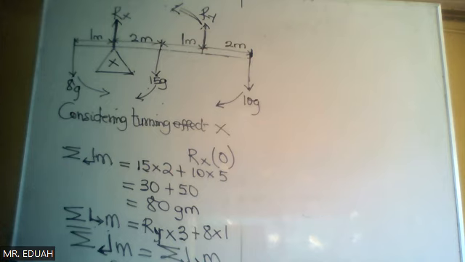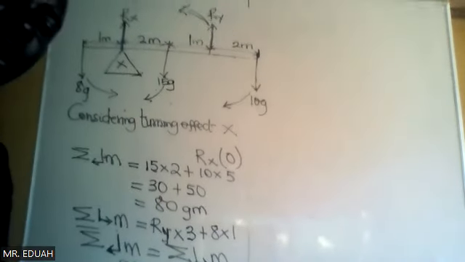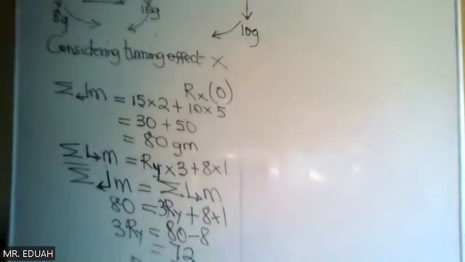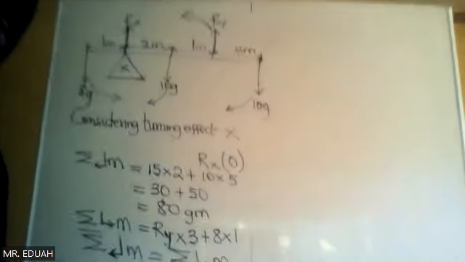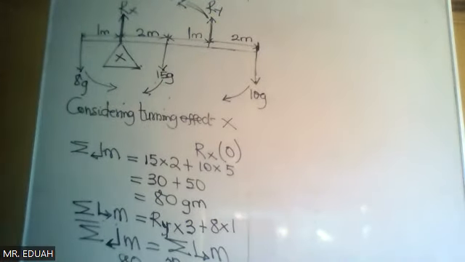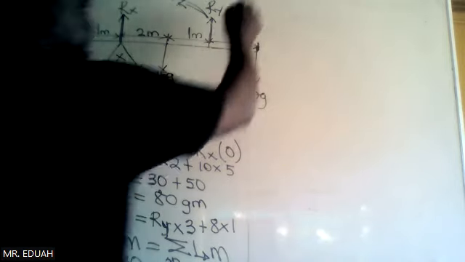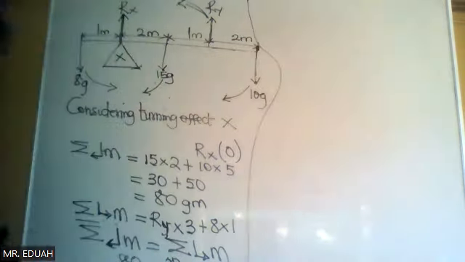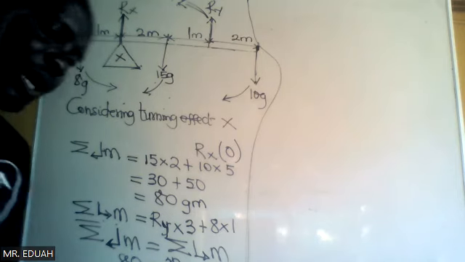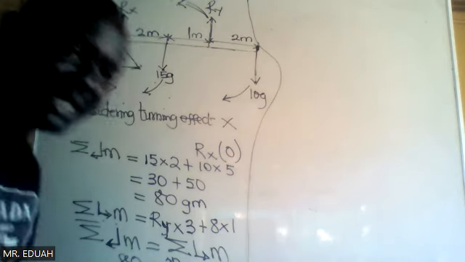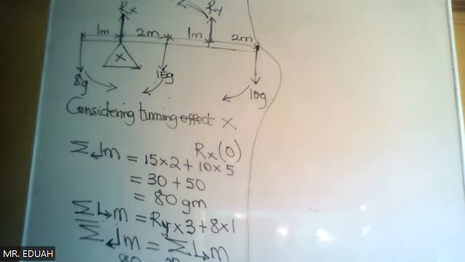So 80 is equal to 3y plus. All right, then. So let's see how we can find the other one. Over here in school or in the books, the shortest way is this. They apply the second law of moment.